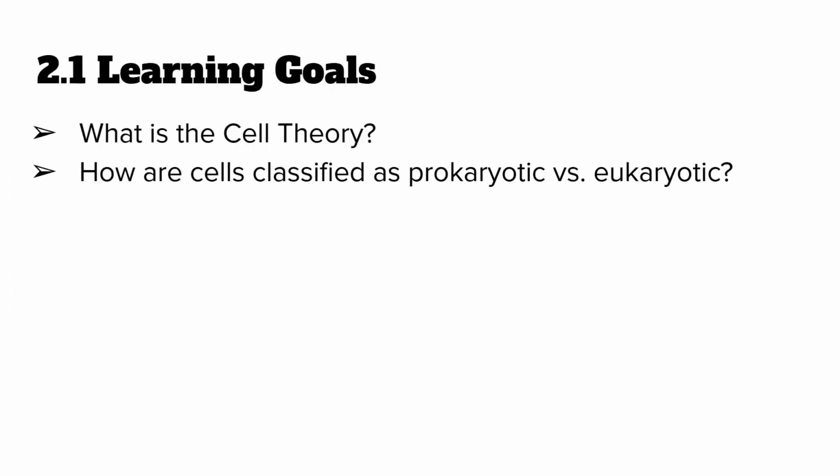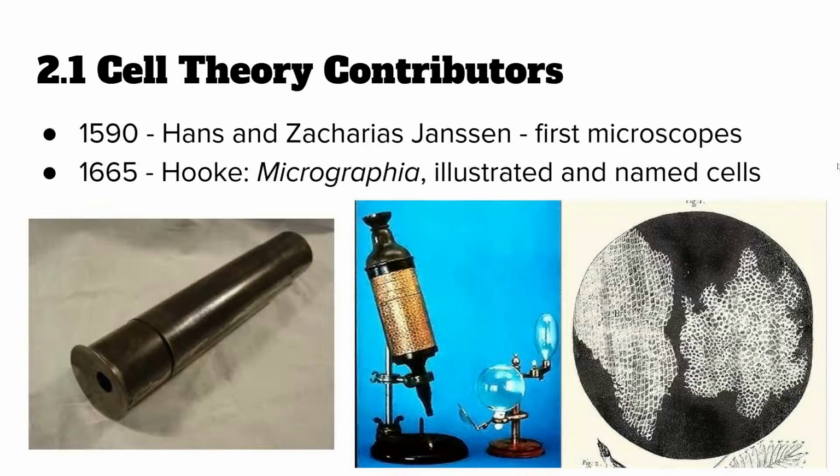So first, we're going to talk about the cell theory, which is a basic understanding and outlining of everything we know about cells, but we're going to keep it pretty simple. Then we're going to talk about the big classification of cells, prokaryotes and eukaryotes. To talk about the cell theory, we're going to talk about the men that contributed to it in the 1500s and 1600s.